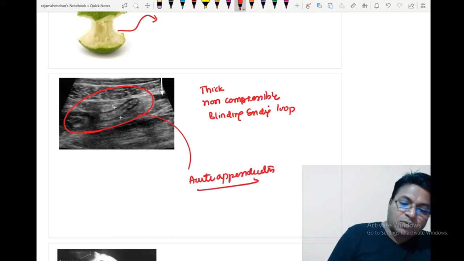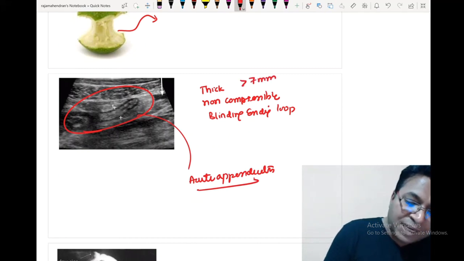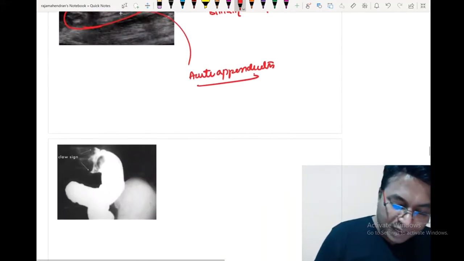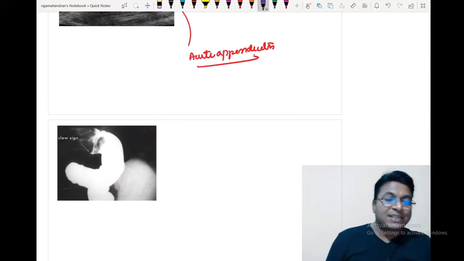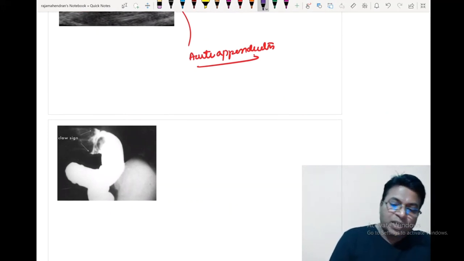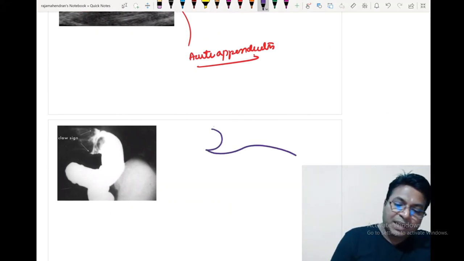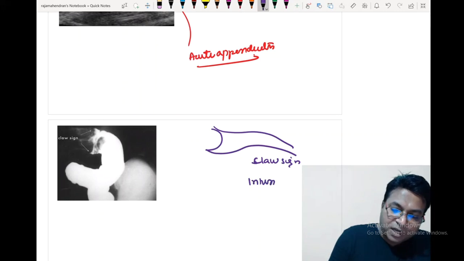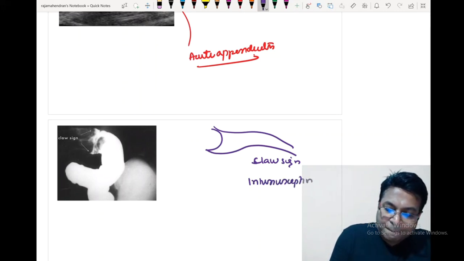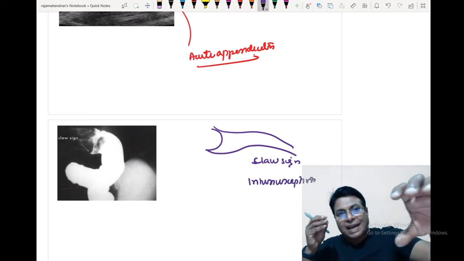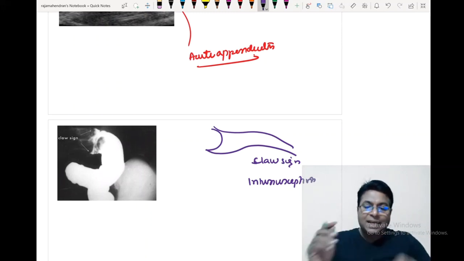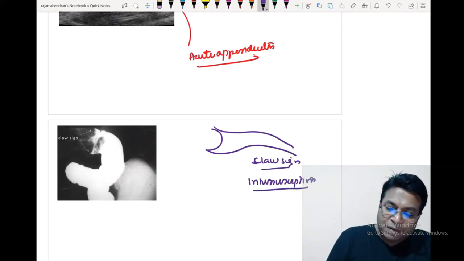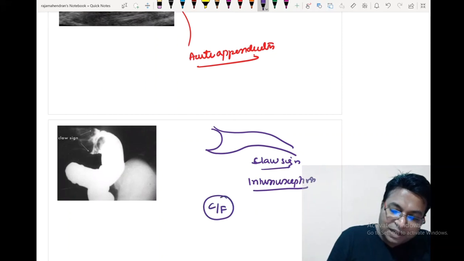So this is an ultrasound finding. It is more than 7 mm thickness will be present in an acute appendicitis. Don't forget this. So this image is again a high yield MCQ. The picture showing you a barium enema with an appearance like this, known as claw sign. Claw sign is a feature of intussusception of bowel. So the proximal bowel entering the distal bowel is known as intussusception. So intussusception babies will present to you with a clinical feature of red currant jelly stool.